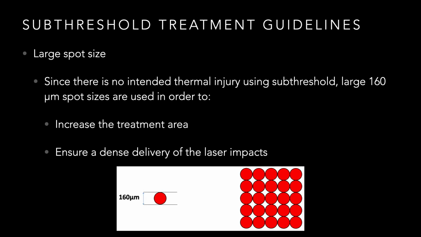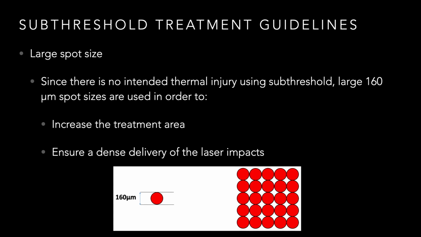So, what are the treatment guidelines? We tend to use a large spot size since there's no intended thermal injury using subthreshold. You will use a relatively large 160 micron spot size in order to increase the treatment area and to ensure a dense delivery of the laser impacts. You will recall that in conventional laser, our spot sizes were only around 50 to 100 microns. But here with 160, we can actually do this grid with no spacing in a timely manner.